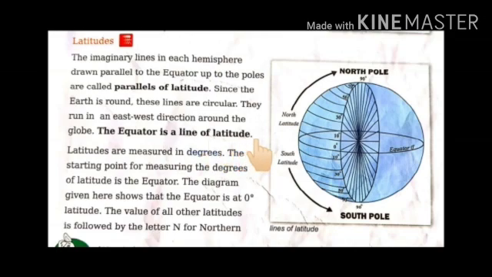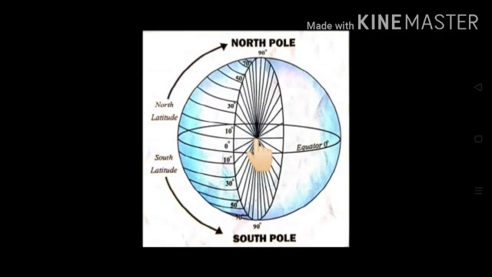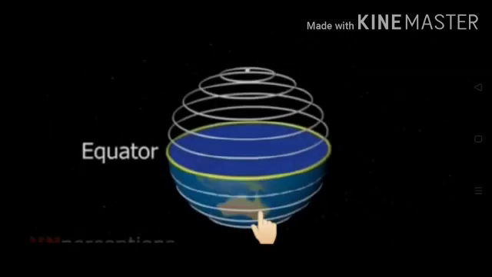Now let's have a look at the diagram. See this diagram? These lines run from east to west and they form a full circle, children. You can see this is the equator. It is marked as 0 degree. The northernmost point is called the North Pole and the southernmost point is the South Pole.